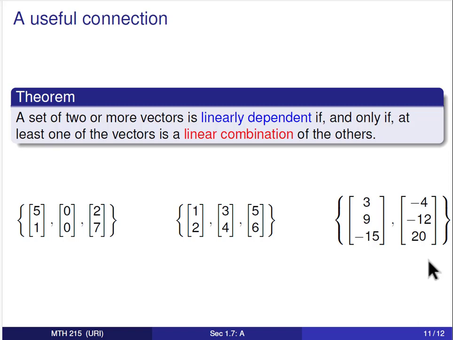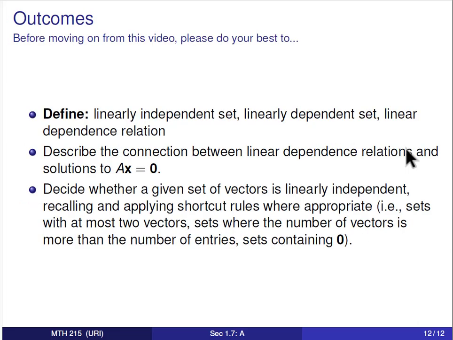All right? Well, in the next video, we're going to expand upon this line a little bit, and we're going to talk a little bit about why you might care about linearly dependent or independent sets. But for right now, we'll just wrap up here.